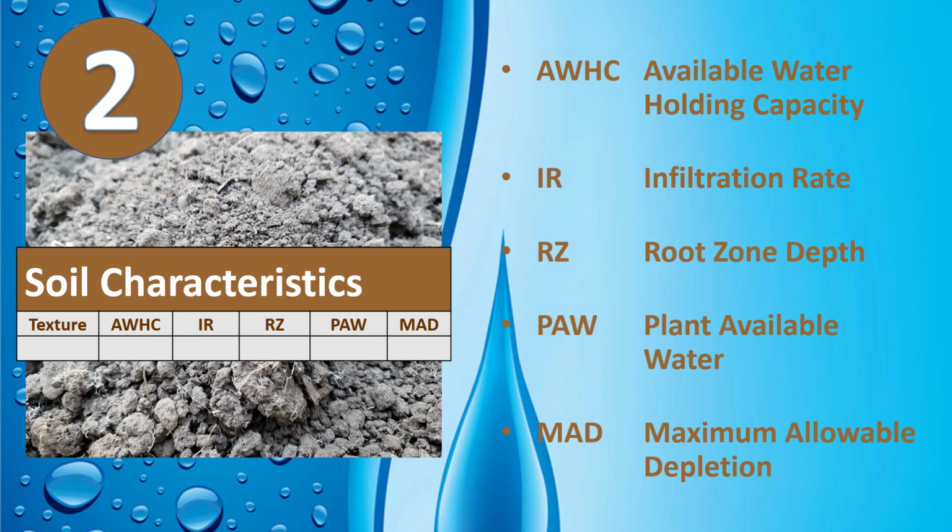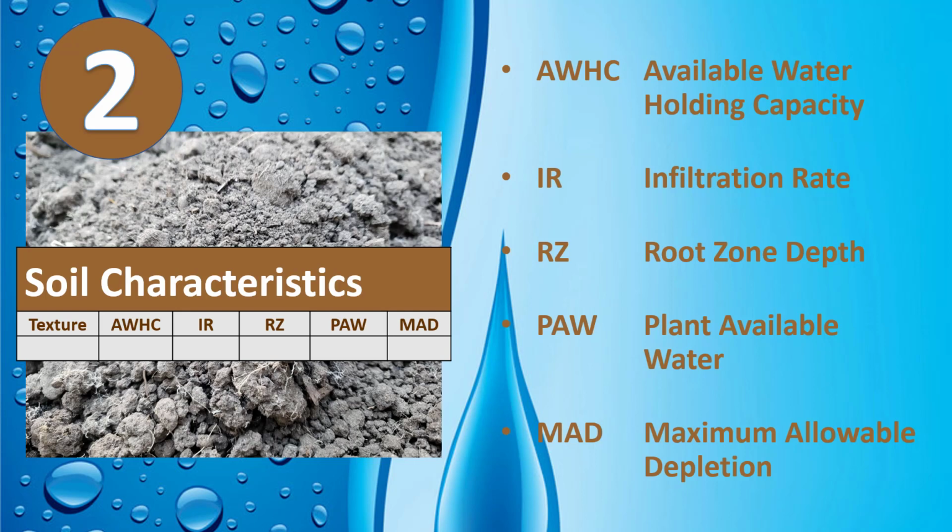Along with the plant water needs, you should also be familiar with the soil characteristics of the irrigated landscape. First, use information gathered in the field or from online resources like the USDA Soil Texture Triangle to determine the soil texture. The soil texture classification directly informs the estimates of available water holding capacity and the infiltration rate of the soil.